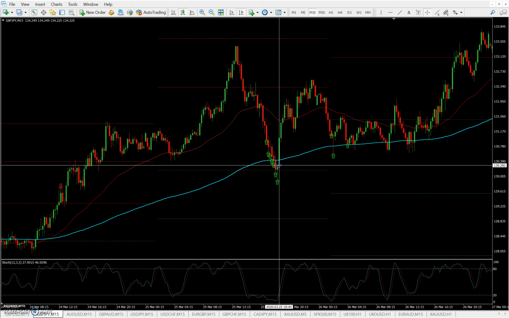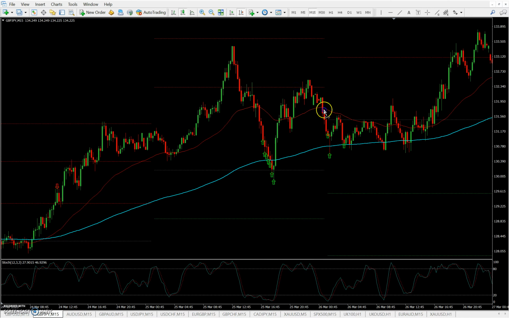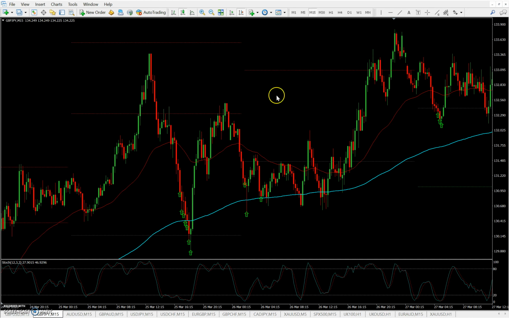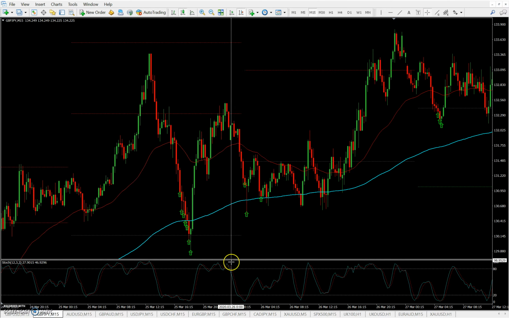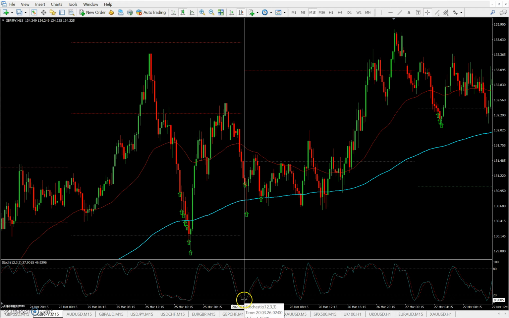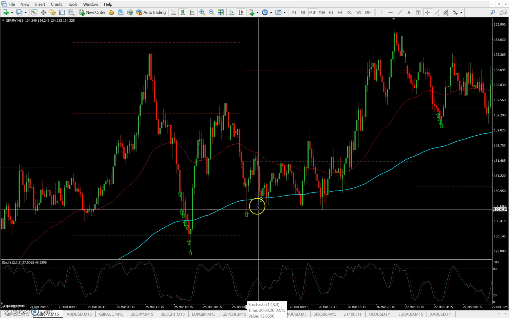So if we were to enter here, we would set our stop loss just below this pivot point at 140 pips, and we would look to take somewhere around 200 pips. We move on to the next position. If we were to enter here, we would wait for this stochastic oscillator to go back above 20, or at least start to slope upwards once again.